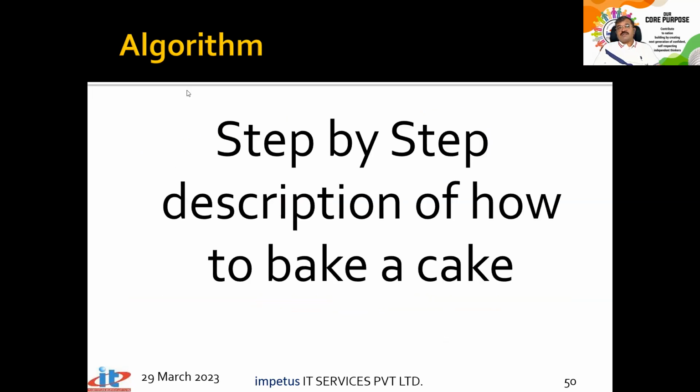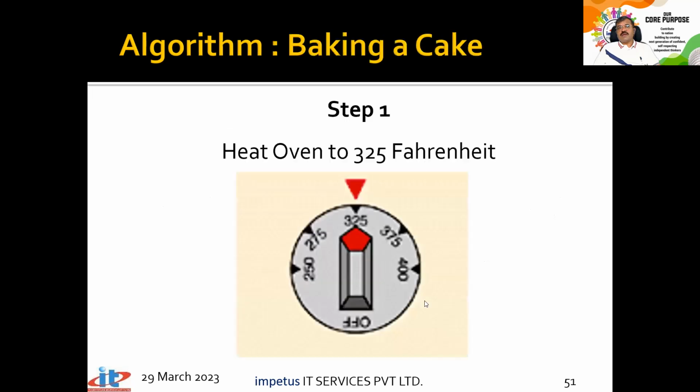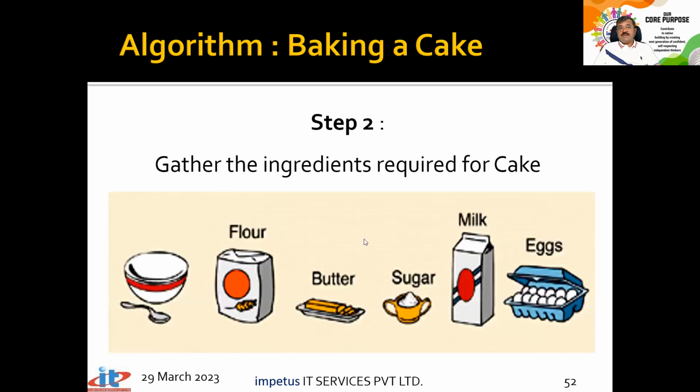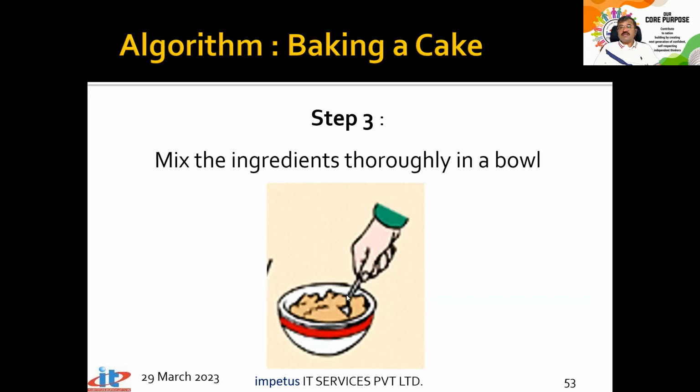So suppose you have been asked to design an algorithm: a step-by-step description of how to bake a cake. Oh, we can very easily specify how to bake a cake. You can keep the oven heating up to 325 Fahrenheit. So you have set it so that the oven heats up. While this oven is being heated, you will gather all the ingredients. Maybe the bowl, the spoon, the flour, the butter, the sugar, the milk, the eggs. You'll get all the ingredients, and then you'll mix all those ingredients thoroughly in the bowl.